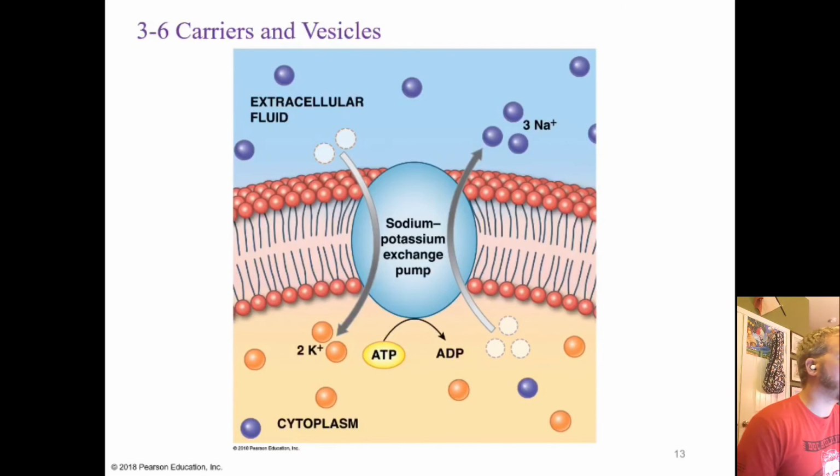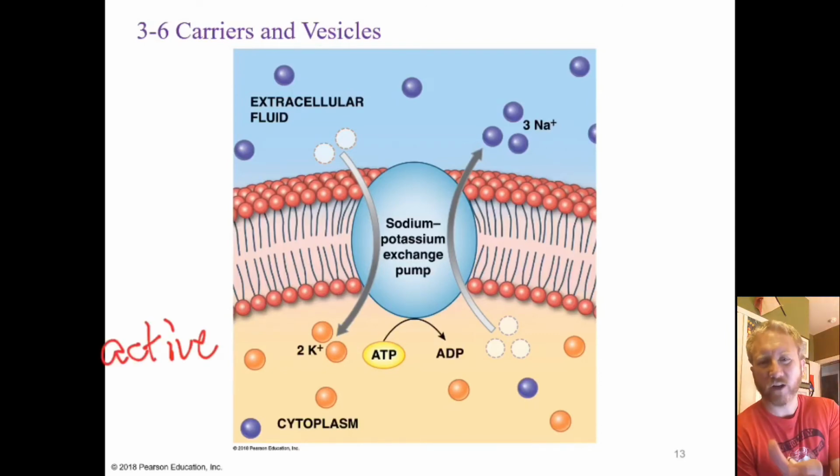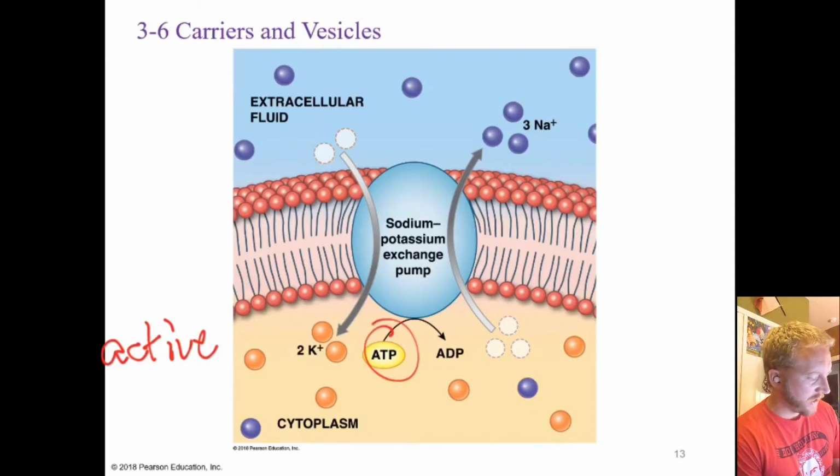So still with carrier mediated transport, now we have active transport. Remember, if you want to be active, you have to have energy. And when we're talking about cells, ATP is the energy that we're talking about. So active transport requires energy. Now, a couple of things about active transport. Active transport moves against the concentration gradient.